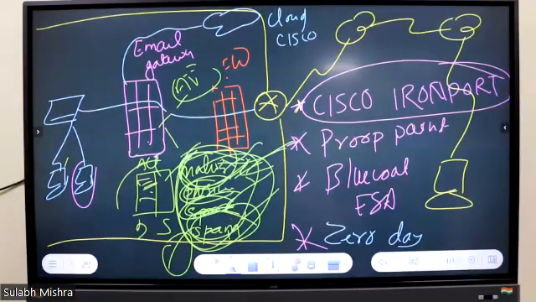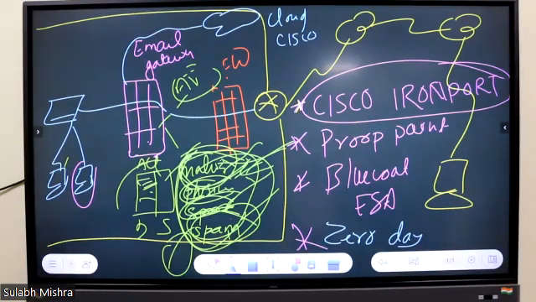Firewall and email gateway can be hardware as well as software. It can be a hardware device or software, coming in both forms.